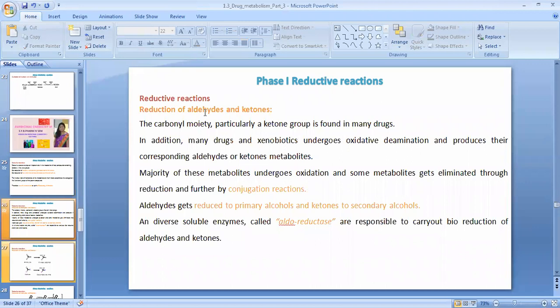Now, reductive reaction. What type of conversions will be done under the reductive reaction? So, reductive reactions of aldehyde and ketone.